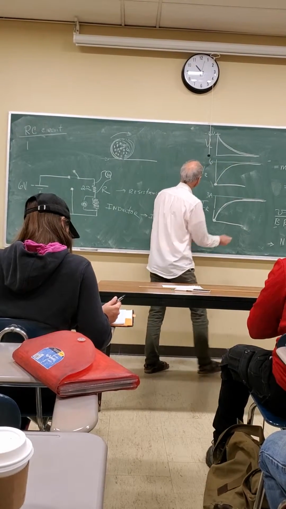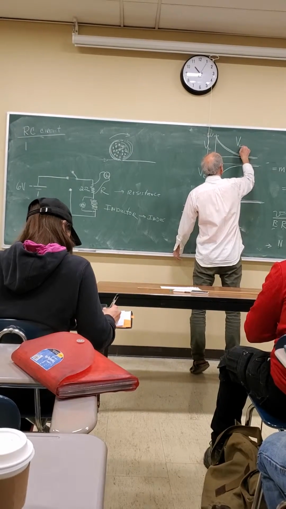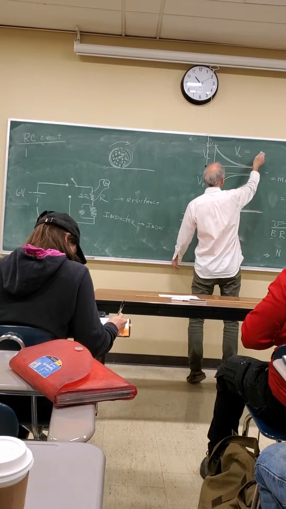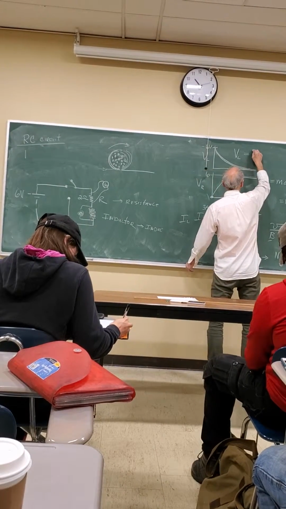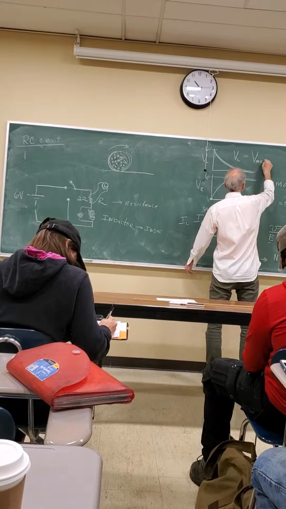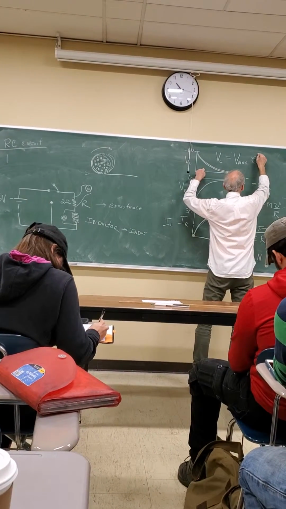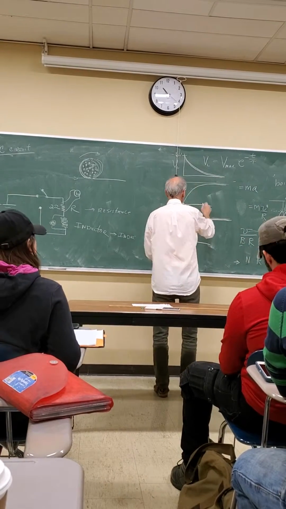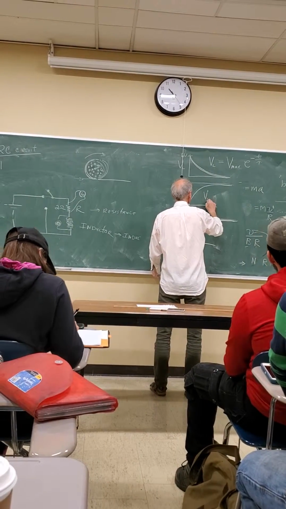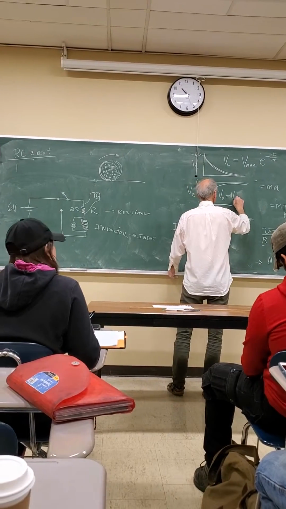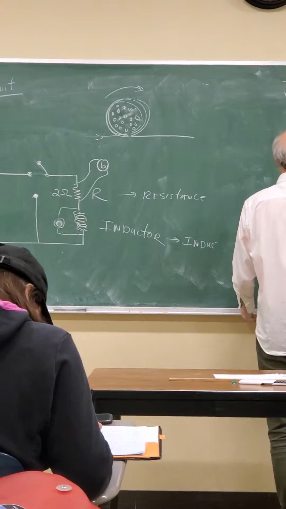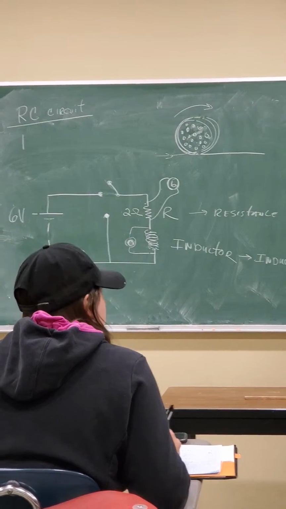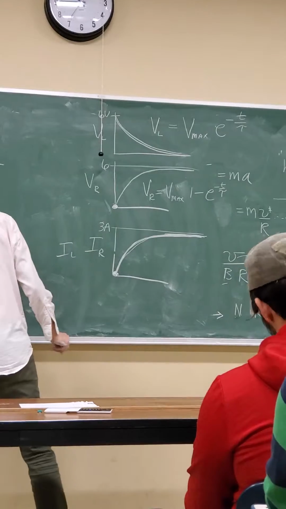And we might expect this is the same kind of mathematical behavior as we saw previously. So this is going to be V max, decaying, e to the minus t over some time constant. And this is going to be V resistor equals V max, since it's increasing, 1 minus e to the minus t over the time constant for the circuit.